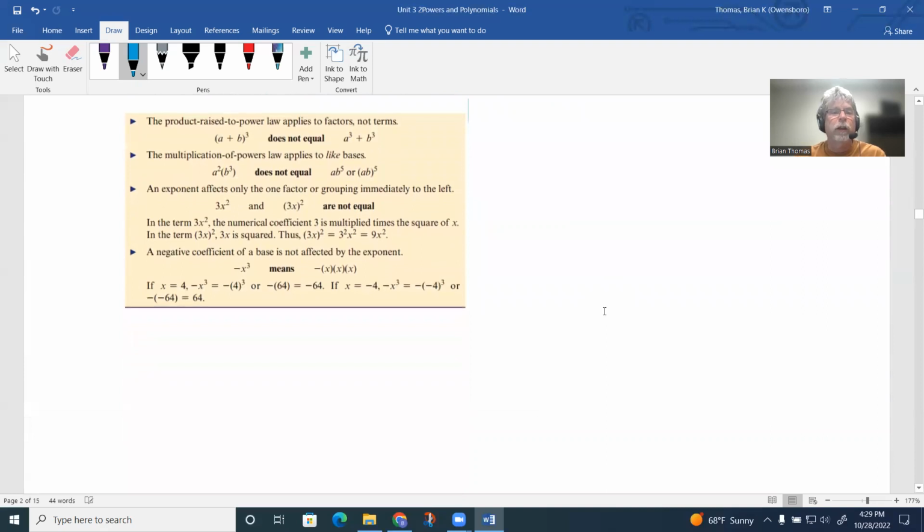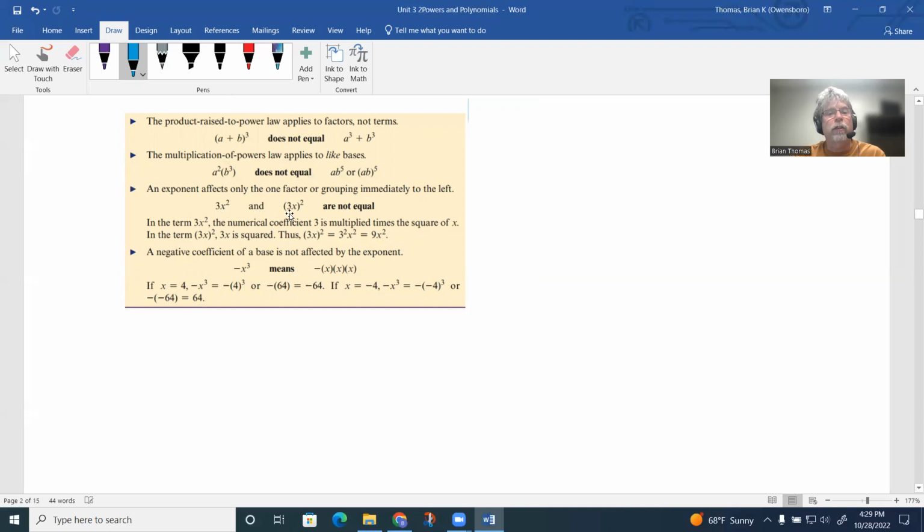Some things to pick up on as we move forward: the power rule only works if the inside is connected by multiplication. (a plus b) cubed, we cannot write that as a cubed plus b cubed. So this power 3 cannot come through there if we have addition present. It's got to be multiplication. Notice how the bases are not the same, so we cannot do anything with this. We cannot add those exponents together and write something else.